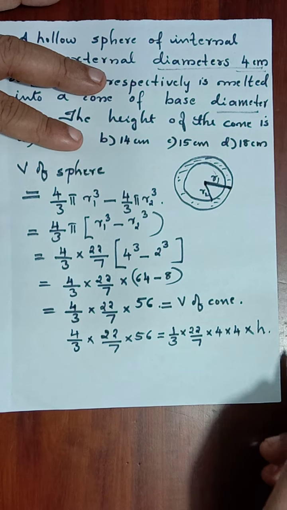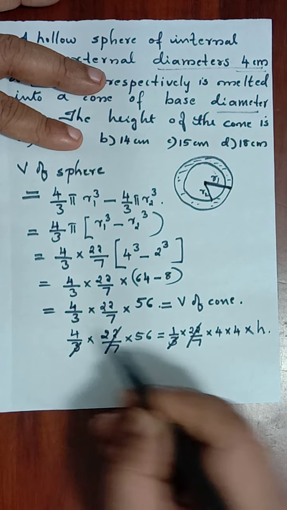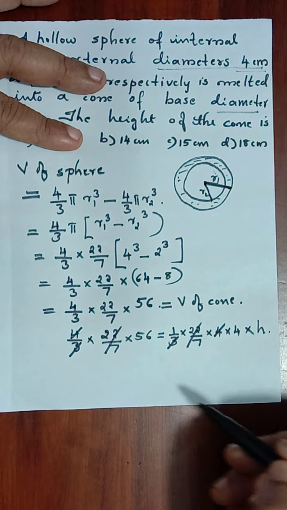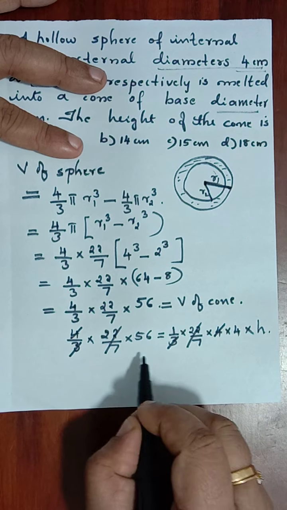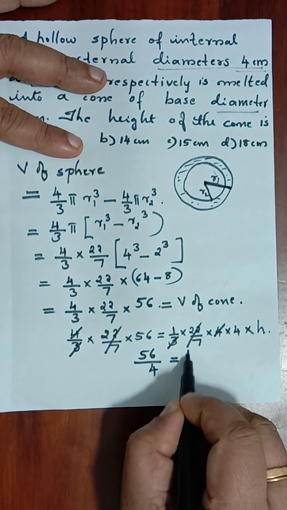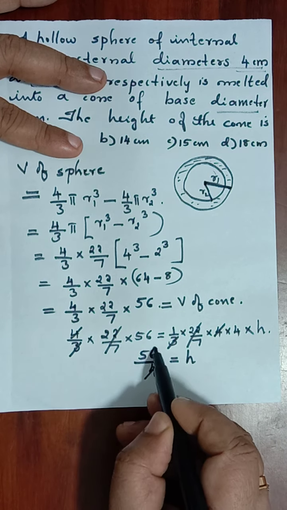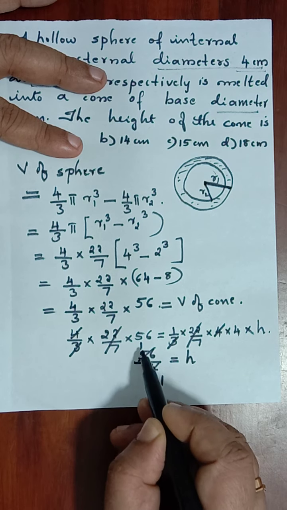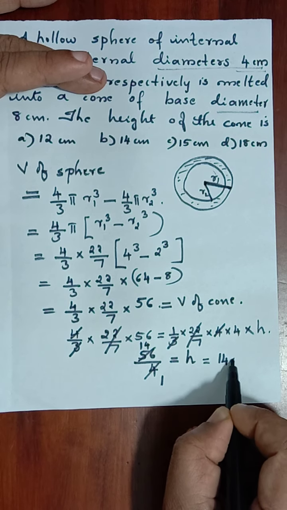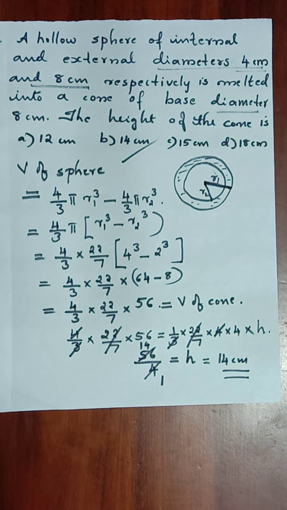Okay, now we can cancel 22 by 7, the 3 in the denominator on both sides, and 4 in the numerator on both sides, by transferring. So here we are left with 56 divided by 4 equal to h. By 4 we can cancel one time, 4 times 4 is 16. So h is equal to 14 centimeter. Option B, h is equal to 14 centimeter.